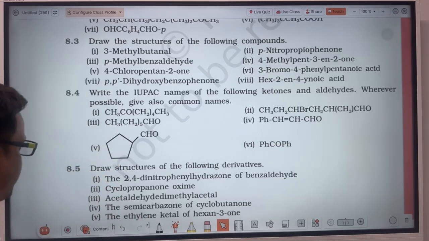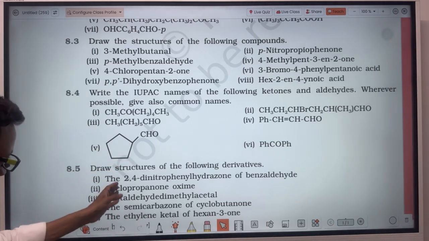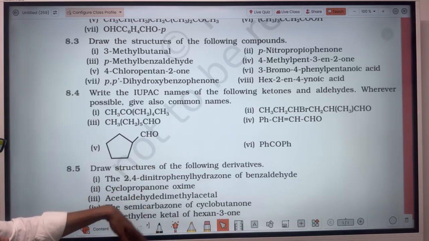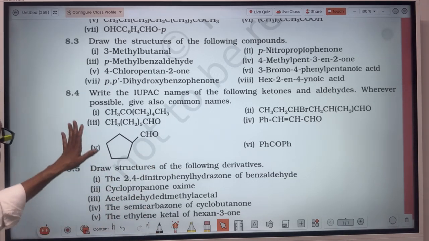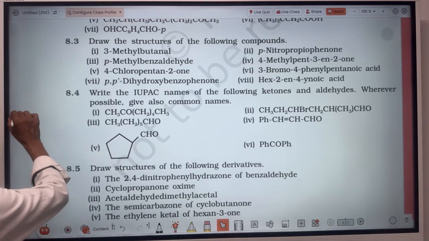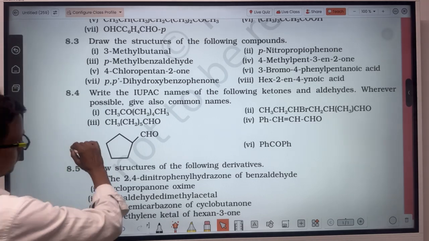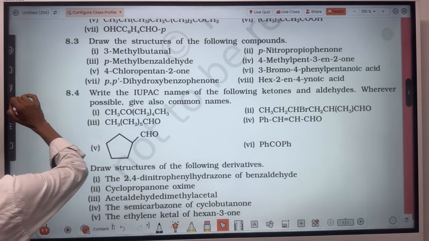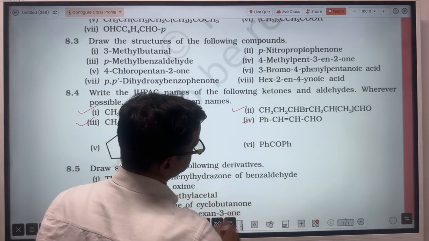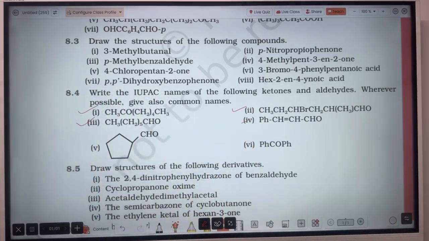Okay, draw the structure of the following derivatives. Very easy, you can draw. 2,4-dinitrophenylhydrazone of benzaldehyde. That's your structure, draw that. Of these questions, I am writing. You do these questions by yourself. Very easy, very easily you can do. Right now I have discussed also.